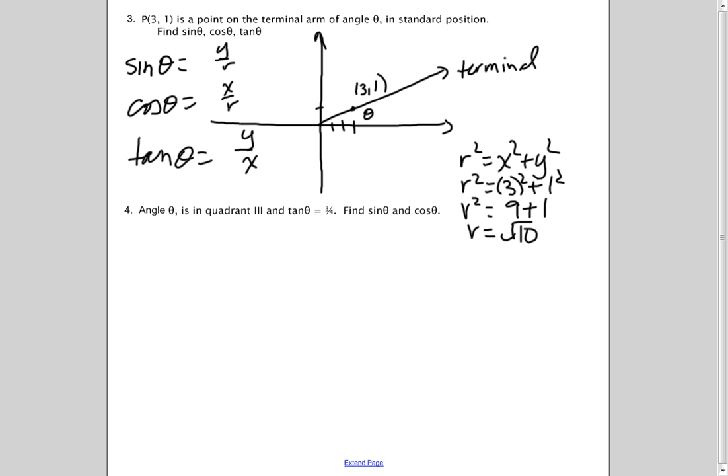Y over r would be 1, and my r value is root 10. My x value is 3, r is root 10. And lastly, y over x is 1 over 3.